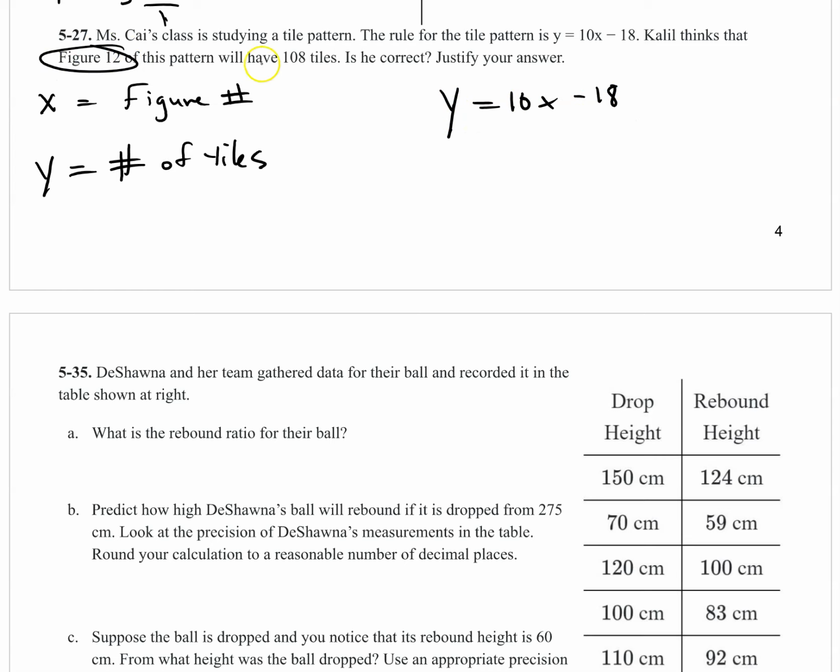And he thinks that figure 12 will have 108 tiles. So this is our x. So let's plug in x equals 12. And let's see if y becomes, what do we want? 108. So if we plug in 12 and y becomes 108, then yeah, he was right. So I'll let you try that one. That's not too bad. Just plug in 12, make sure y matches. And if not, he was wrong.